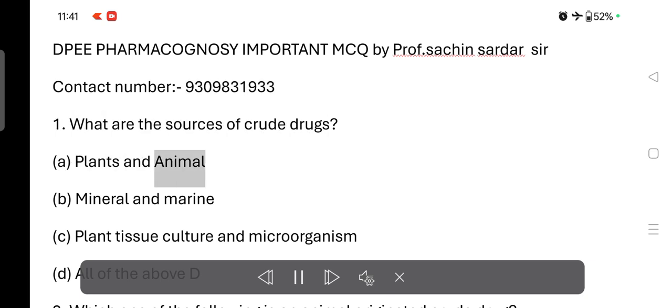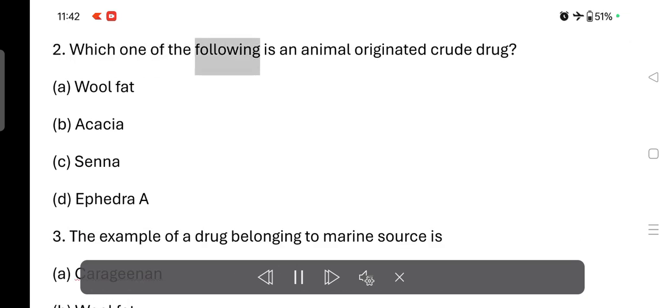1. What are the sources of crude drugs? A. Plants and animal. B. Mineral and marine. C. Plant tissue culture and microorganism. वीडियो में आंसर जो है वो लास्ट में लिखा गया है, तो वो जरूर देखना। D. All of the above. Answer: D.